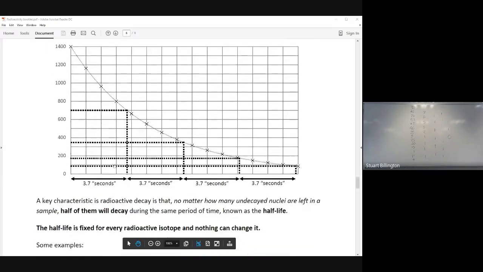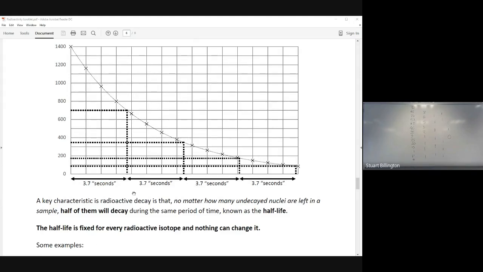But even though each isotope is different, every atom of that isotope is the same. Because of that, we've given it a name, and we've called it the half-life. It's the half-life time. It's how long it takes for half of however many atoms you've got to decay.